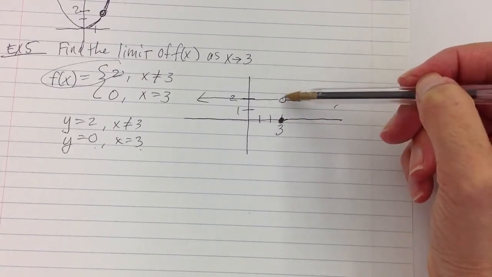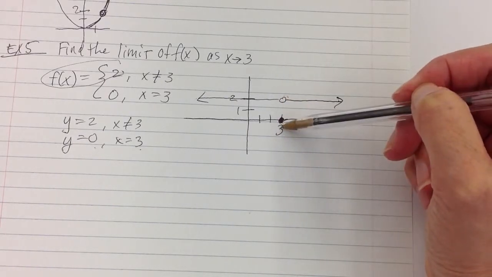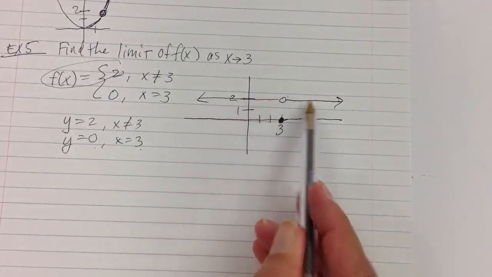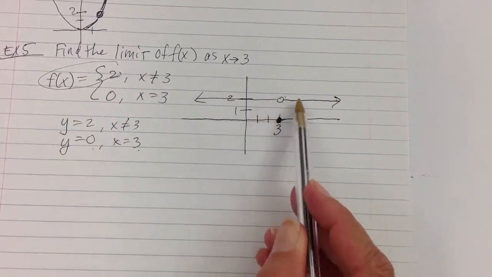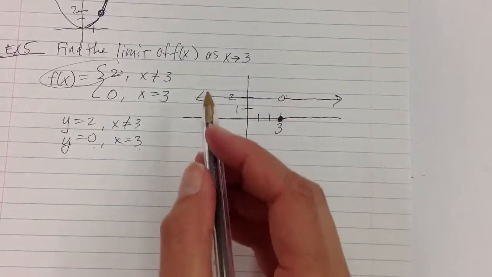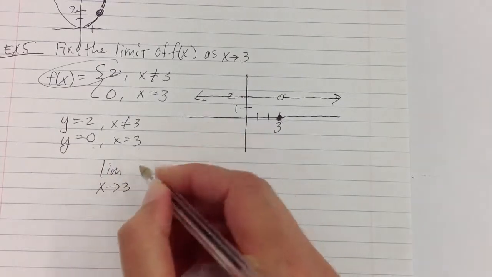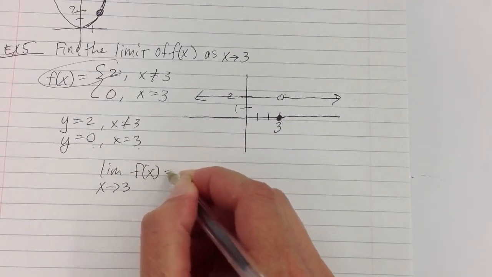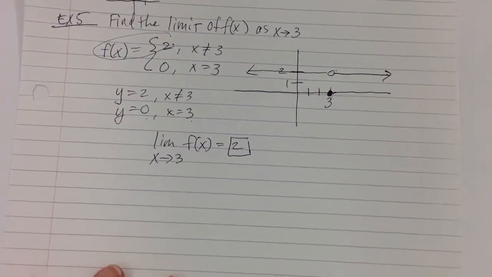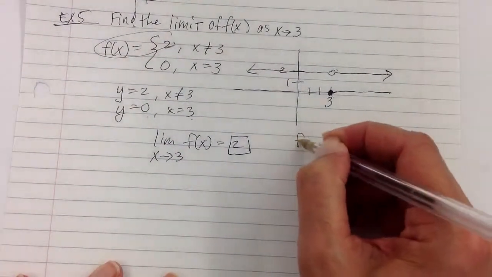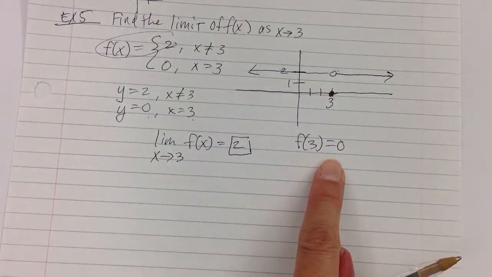Okay, so the limit does not depend on necessarily the value of the function. It depends on what's happening to the left of the function and what's happening to the right of the function. So since the left is approaching 2 and the right is approaching 2, the limit is actually equal to 2. So the limit as x approaches 3 of our function f of x is actually 2, not 0. Okay. So we know f of 3 is equal to 0, but that's not the limit. Okay, that's the value of the function.